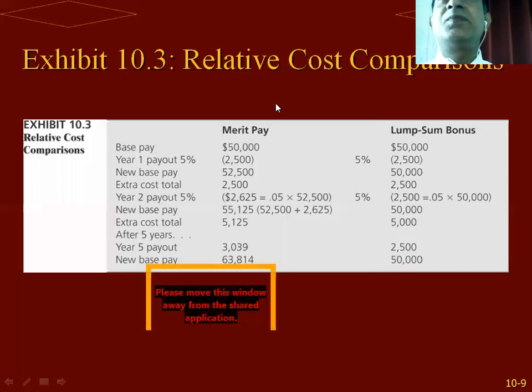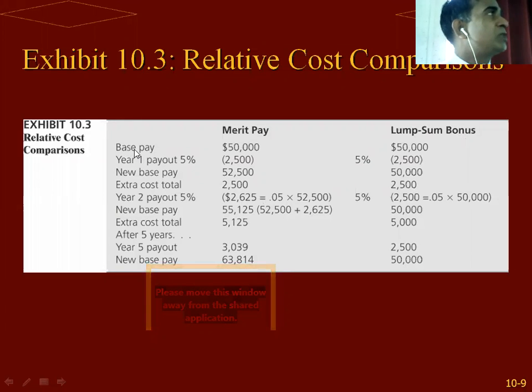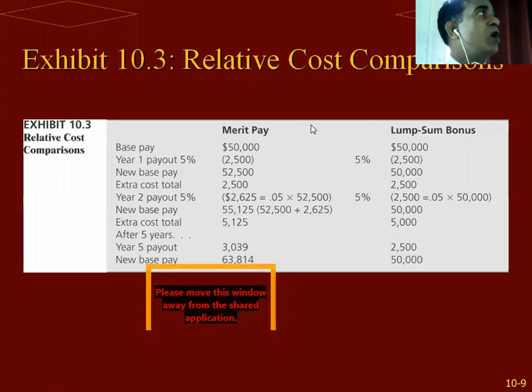So when I say lump sum bonuses are less expensive compared to merit pay over the long term, here is an illustration. These are the calculations, and this is the merit pay and this is the lump sum bonus. Assume the base pay of two employees in two different organizations. One company adopts the merit pay plan, another company has adopted the lump sum bonus plan. So how, over a period of time, does the cost to the company increase when it uses merit pay? The base pay is $50,000 in company 1.